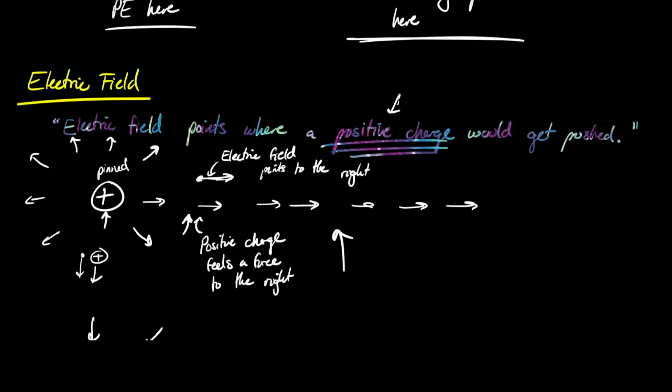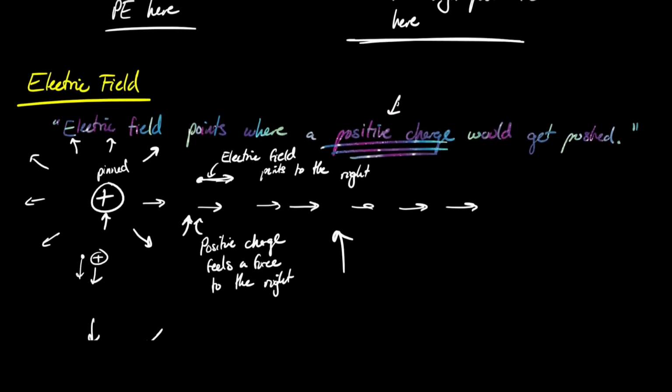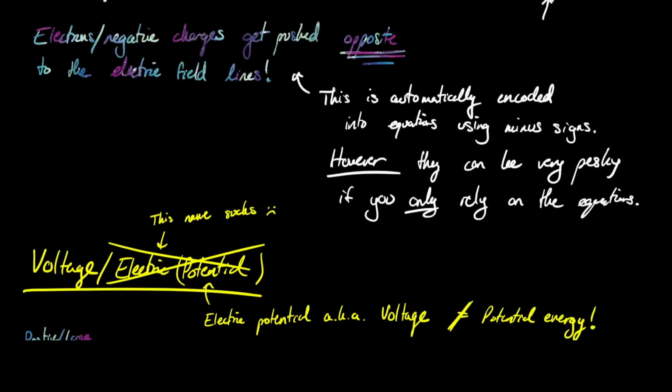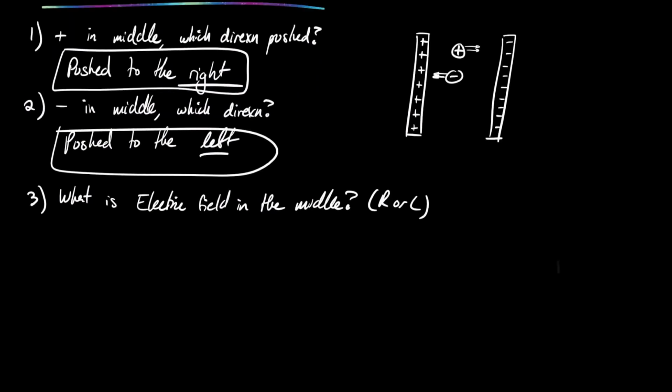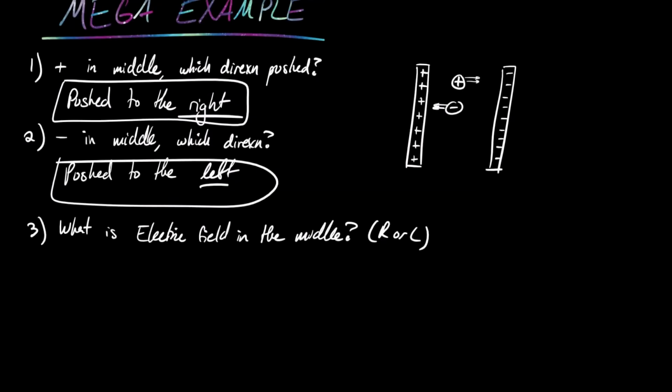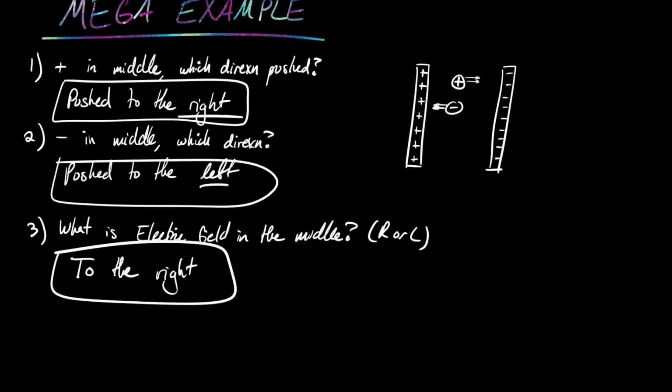Oops, I'm too far. Now, electric field is going to point in whatever direction a positive charge would get pushed if I were to pop it in. So we already know that a positive charge would get pushed to the right. So the electric field points where the positive charge would get pushed. That means the electric field is to the right. Excellent. So the electric field points like that.